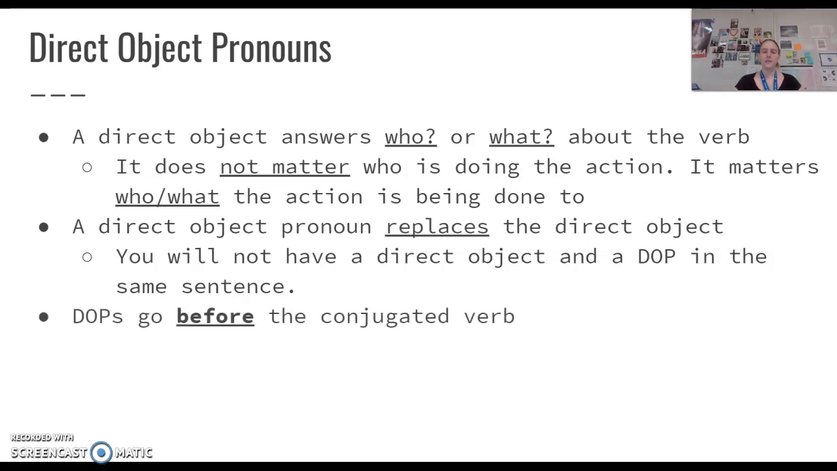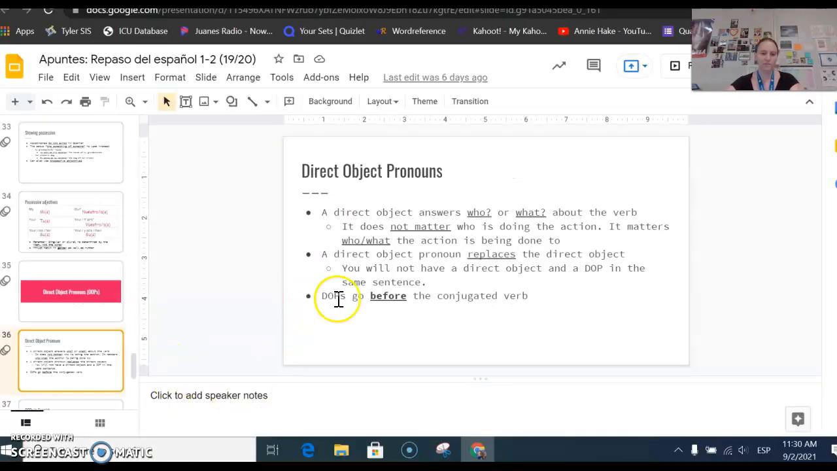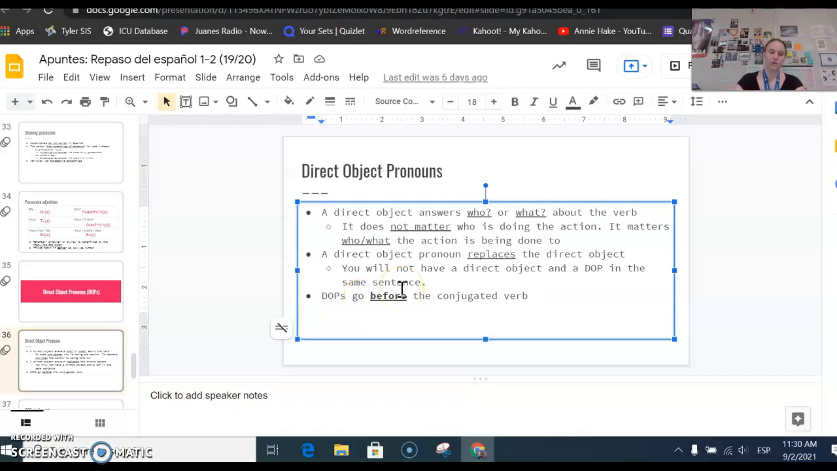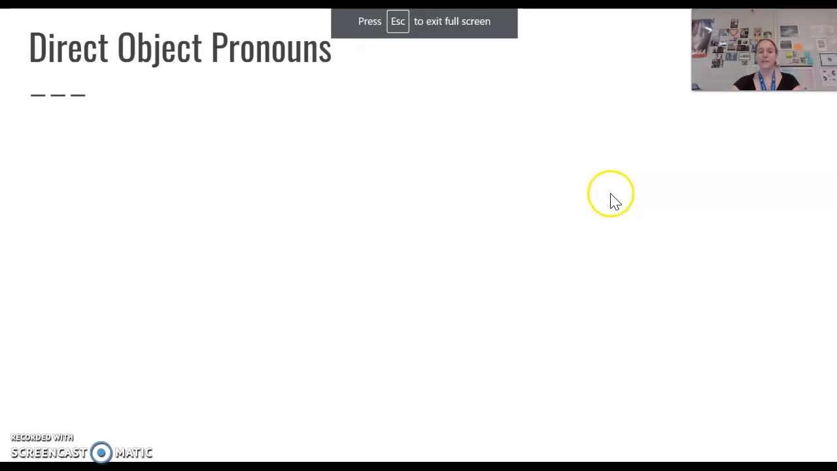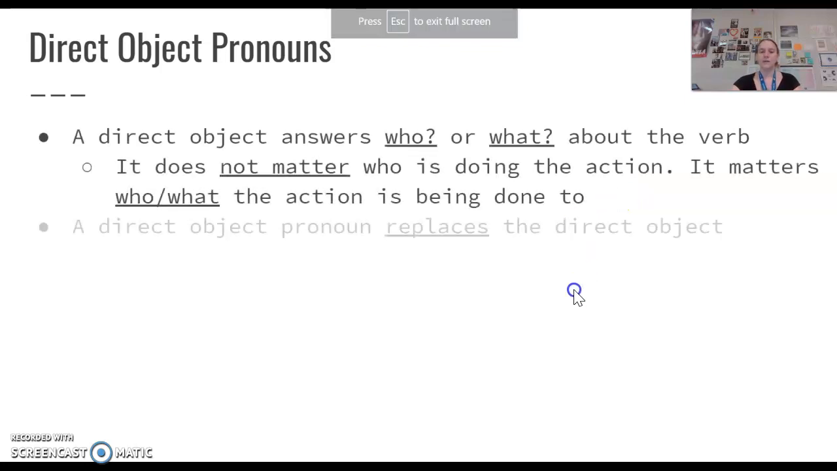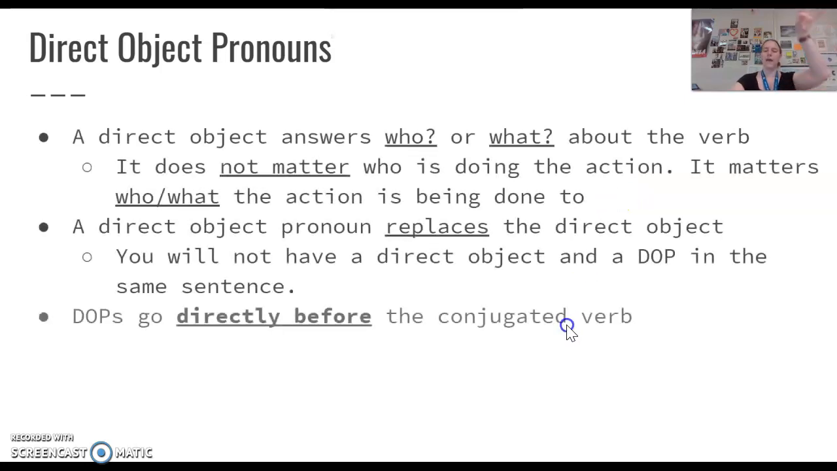In Spanish, your DOPs go directly before the conjugated verb. I'm going to add that in here real quick because that is important. Directly. I want it underlined. Directly before the conjugated verb. So even if it's like "I didn't buy them," it's going to be no, and then your DOP, and then your verb. So directly before the conjugated verb.